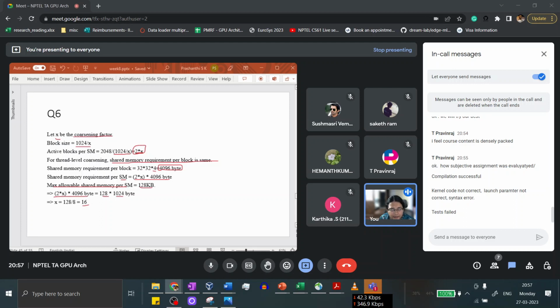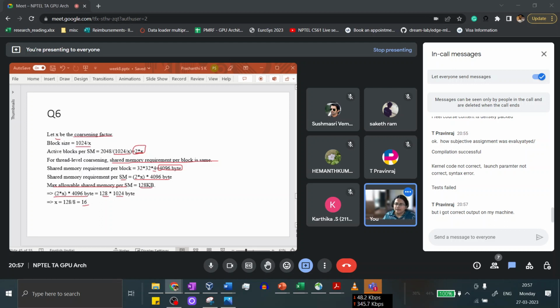You also got the marks or the breakup or something like that, is it? What exactly are you looking for? Are you looking for the breakup of marks between these, or do you have more subjective assignments, by the way? I don't think I've seen any so far. If that's the only one, I think at this point that won't help you much. Since I was told, okay, you got the correct output on your machine. Okay, I see. Okay, it says compilation successful, but launch parameter is not correct.